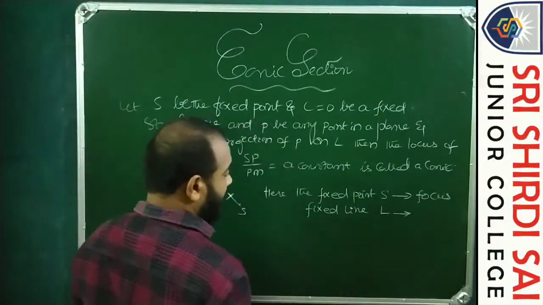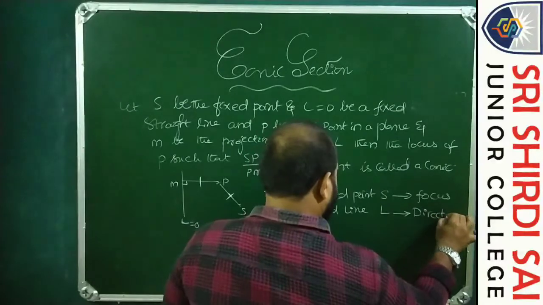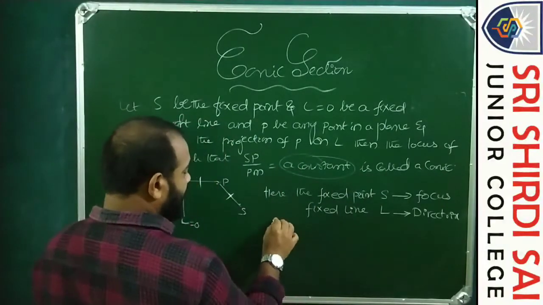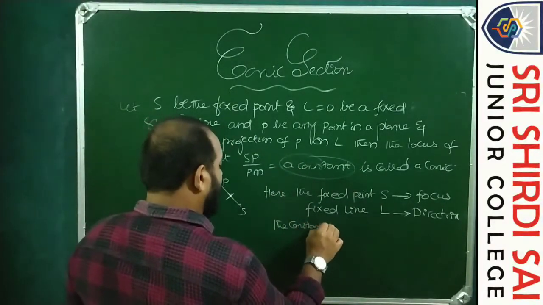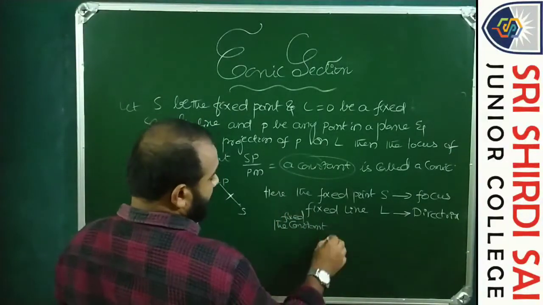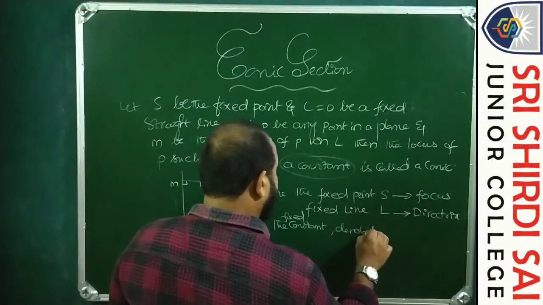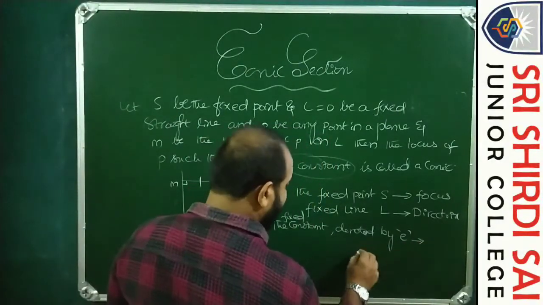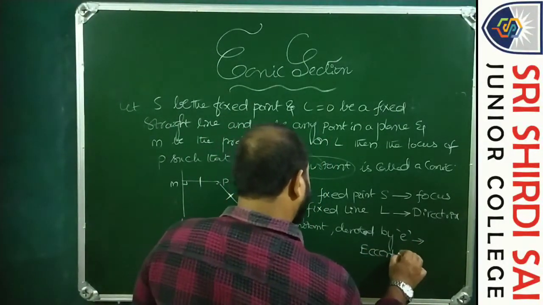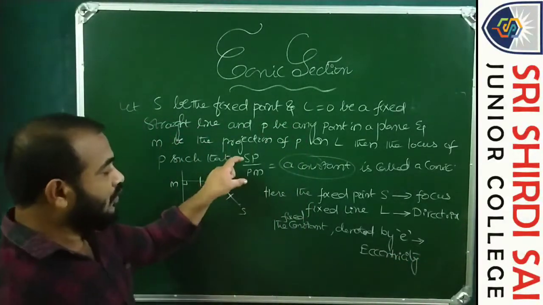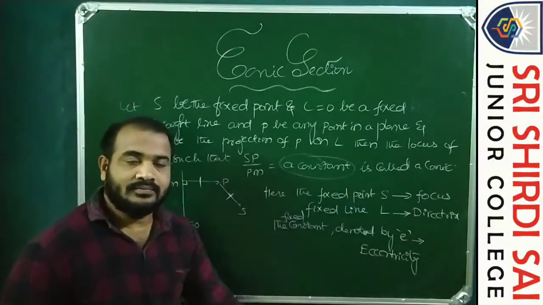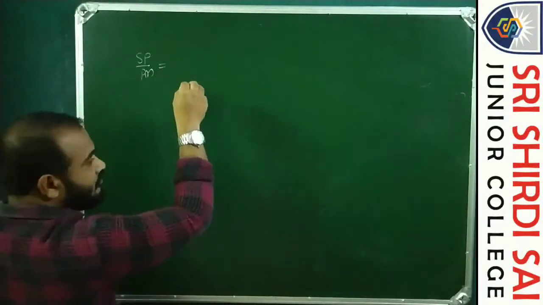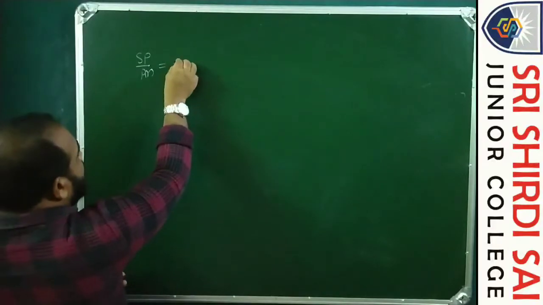Fixed line L is called the directrix. And the fixed constant denoted by E is called the eccentricity. So the ratio is called the conic. So SP by PM is equal to a constant. That constant, the ratio, is called the eccentricity.